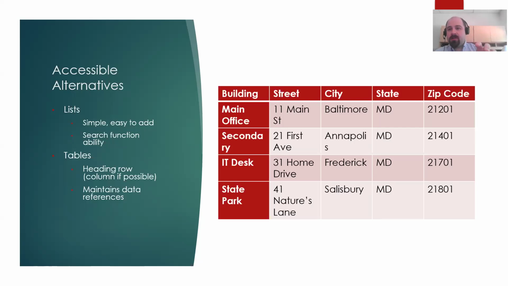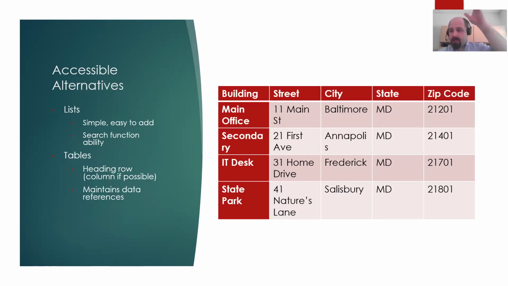So the example on screen here is a simple example table with the building, street, city, state, and zip code columns. And then we have a first column, or the row label, which is the main office, secondary, IT desk, and state park. So if I'm looking for the zip code of the IT desk and I go to that cell with a screen reader, it's going to read 2701 zip code IT desk, because if it's set up properly, it will read the cell's contents and then it'll read the labels for the column and the row if there is one.